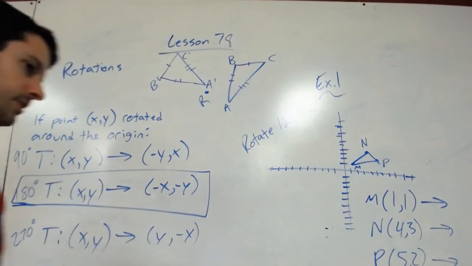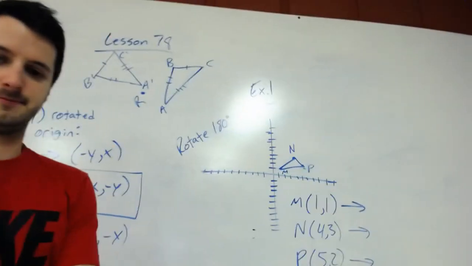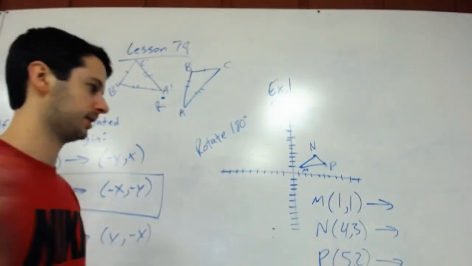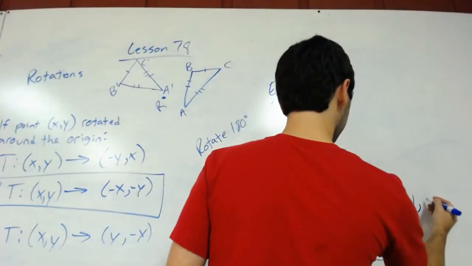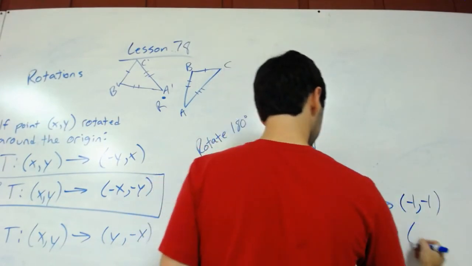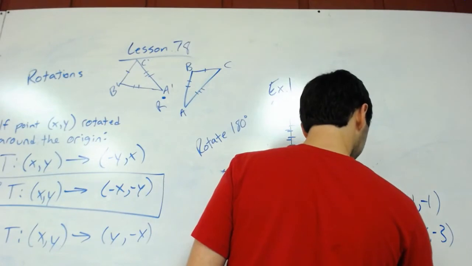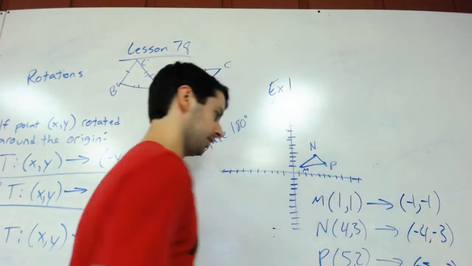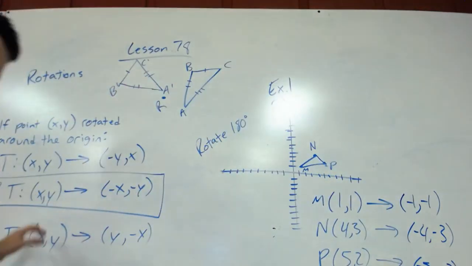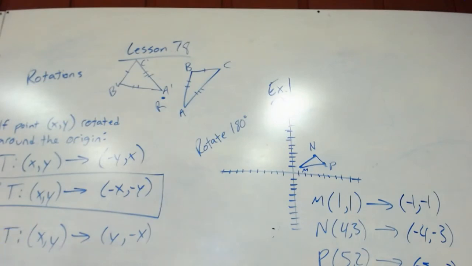So we have (1, 1), and that would become (-1, -1). (4, 3) would be (-4, -3). (5, 2) would be (-5, -2). So that's all you do. So 180 degrees, pretty easy, A-okay.